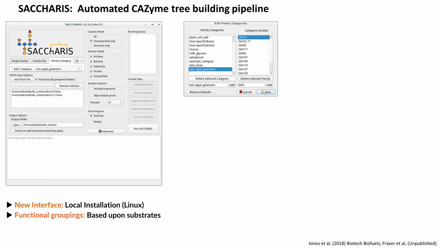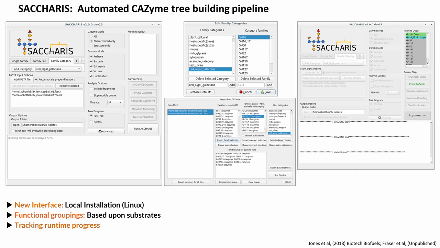Another nice feature is that we've built these categories which are substrate dependent. So maybe you're interested in xyloglucan or a plant cell wall kind of study. Here we're looking at red algal galactans, and we've populated this category with all the known families of CAZymes involved in the digestion of that sugar. You can actually make your own. You can add or subtract families from this list as well. And then also we've got this runtime progress meter now. So you can actually see what family's done, which one it's working on, and how many are left to go. Before it was this black box where you would just say start, and you didn't know if it was done until it was done, or if it crashed.